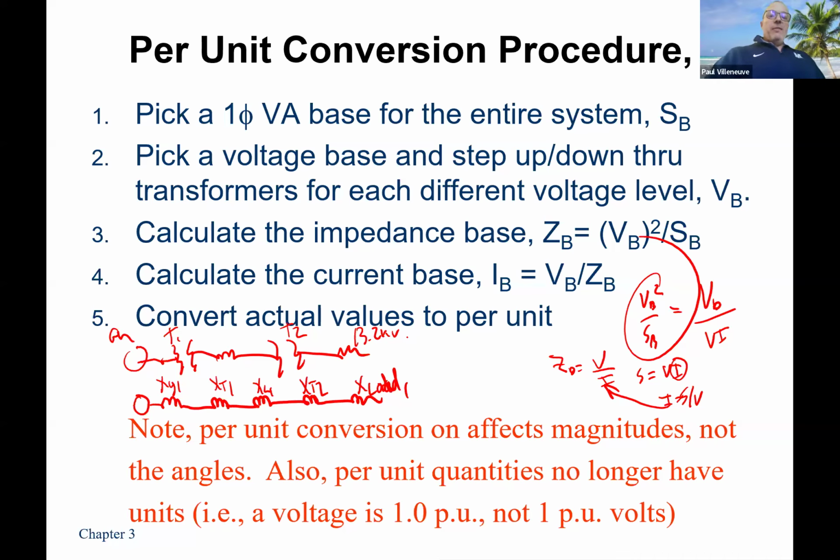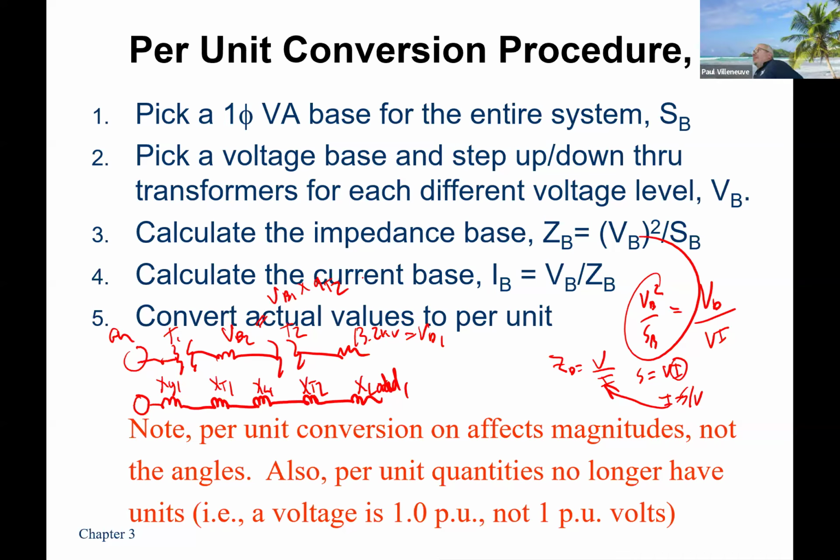Well, if you're picking V base over here, then you're going to calculate V base over here, we'll call it V base 2, by using the turns ratio. So that's going to be equal to VB1 times the A of transformer 2, the turns ratio associated with transformer number 2. So you just reflect the impedances and voltages through the transformers using the turns ratio.